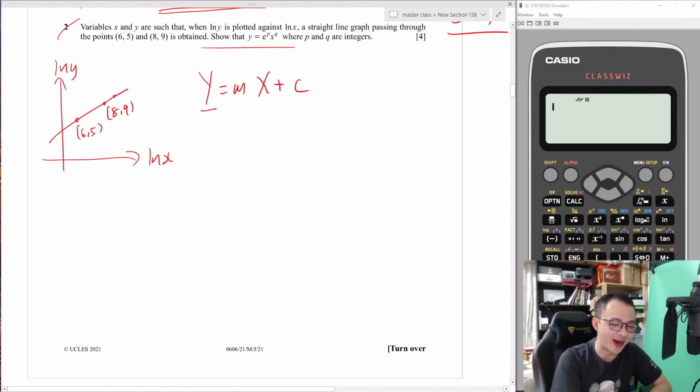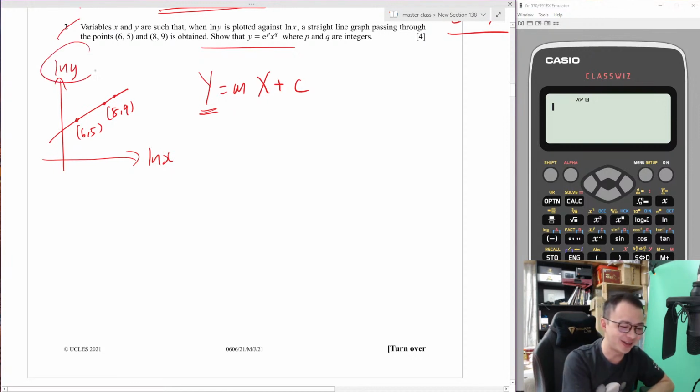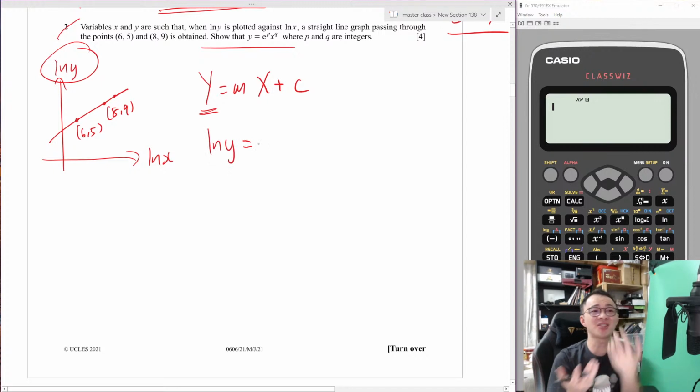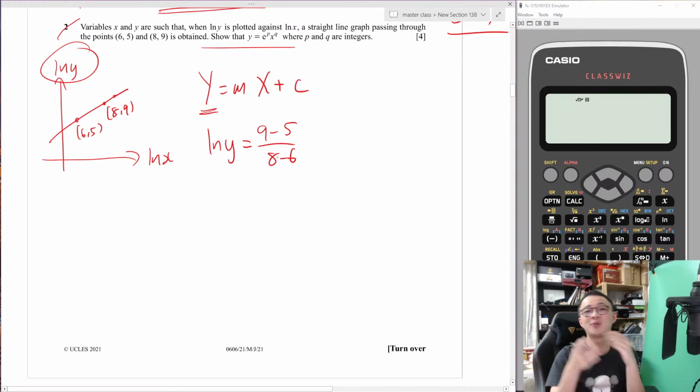What's my y here? Use your eyes to see. What's your y-axis? Your y-axis is ln y, isn't it? So your y is ln y. And is it possible for you to find m? Yes, because you have two coordinates. You can easily find m, which is 9 minus 5 over 8 minus 6, that is y2 minus y1 over x2 minus x1.